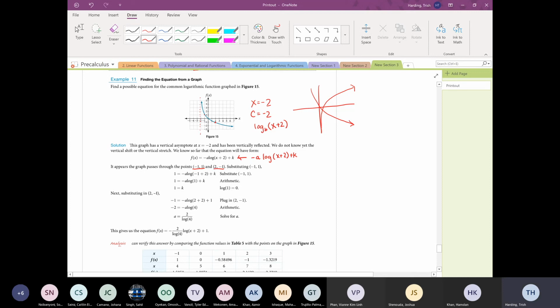So now we're going to put these two things into here. So we will have, let me see, y is going to equal 1. So it's going to be negative a log, our x is negative 1. Negative 1 plus 2 plus k is going to be 1 equals negative a log 1 plus k. So remember, this is something to remember. Log of 1 equals 0. And do you remember from the graph, we had the point (0, 1)? That's what that means. So we've got 1 equals k.